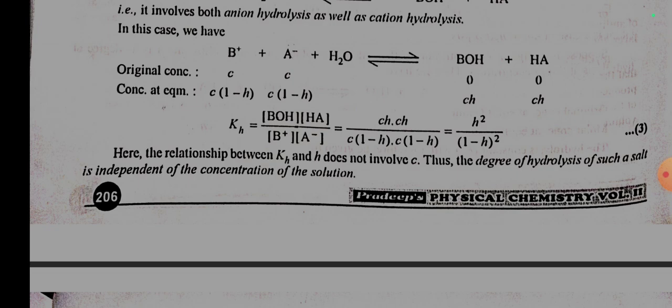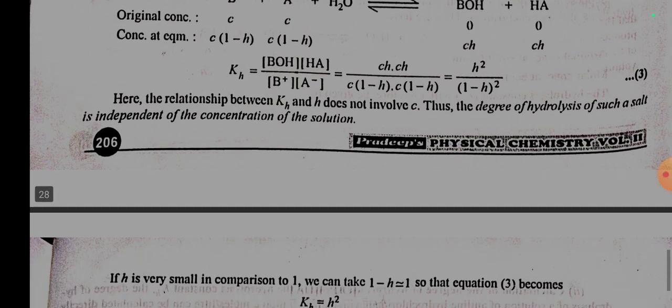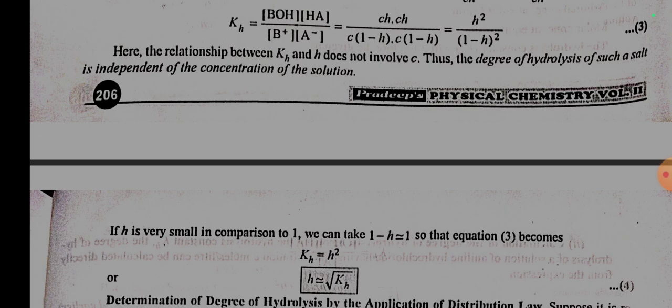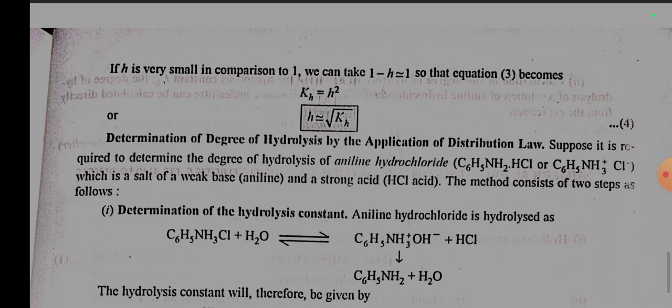Kh is equal to h square upon (1 minus h) whole square. Hence, the relationship between Kh and h does not involve C. Thus, the degree of hydrolysis of such a salt is independent of the concentration of the solution. If h is very small in comparison to 1, we can take 1 minus h nearly equal to 1. So the equation becomes Kh is equal to h square, and h is equal to the square root of Kh.